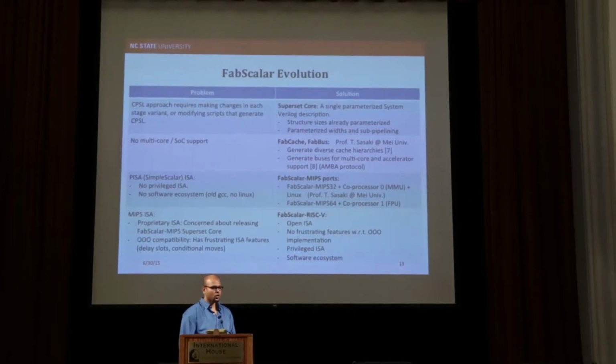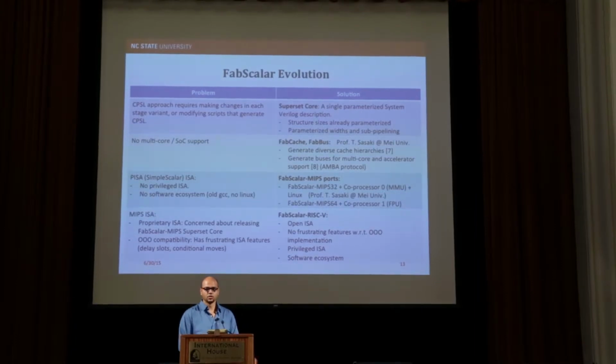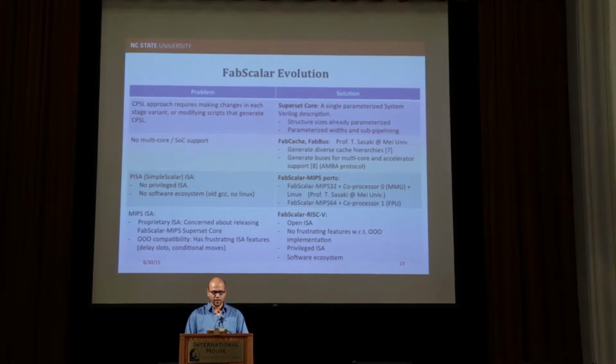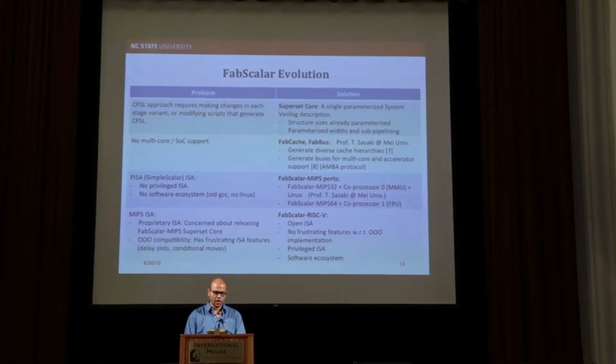Now I'm going to talk about how FabScalar evolved from the released version to the current version that we're going to release in a few days. So there are some obvious problems with the approach that we took back then. And the first problem was the CPSL approach. In order to make a bug fix or a very small change, you would have to modify all the different designs for a stage and also modify the scripts in order to generate the correct design. Our solution for that was a monolithic SystemVerilog-based design that we call Superset core.